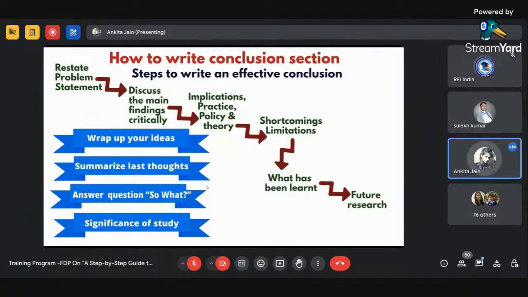I must say that you should wrap up your ideas. You should summarize your last thoughts, whatever it was about your paper. Answer the question, so what? Now, what has been done? You should write that here. And finally, the significance of the study should be mentioned in the conclusion.